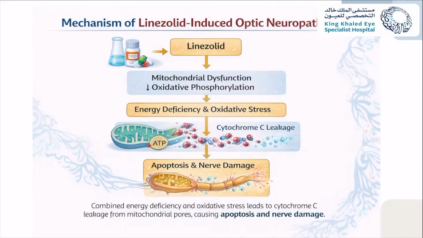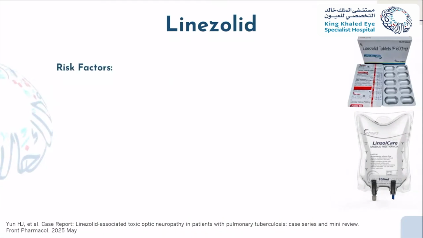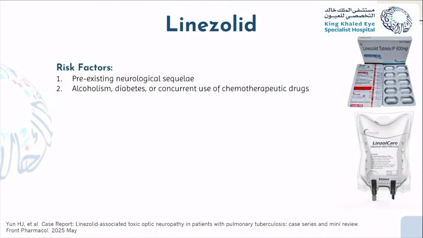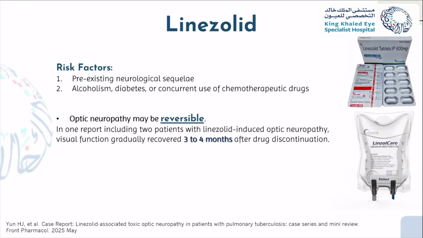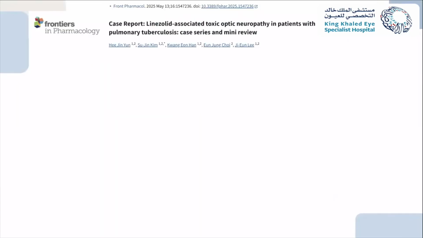The mechanism behind that is that linezolid leads to mitochondrial dysfunction and decreased oxidative phosphorylation, which leads to apoptosis and nerve damage. Patients with pre-existing neurological defects, alcoholics, diabetics, or those with concurrent use of chemotherapy agents have a higher risk of optic neuropathy. The optic neuropathy effect of linezolid is reversible.